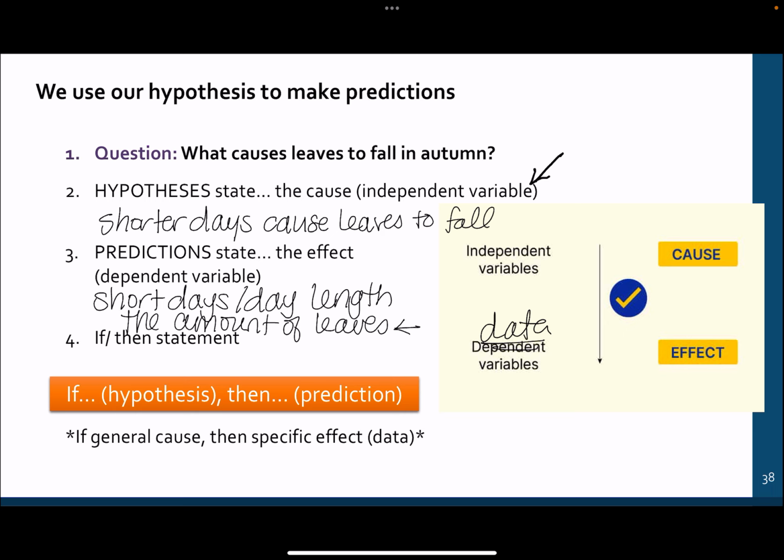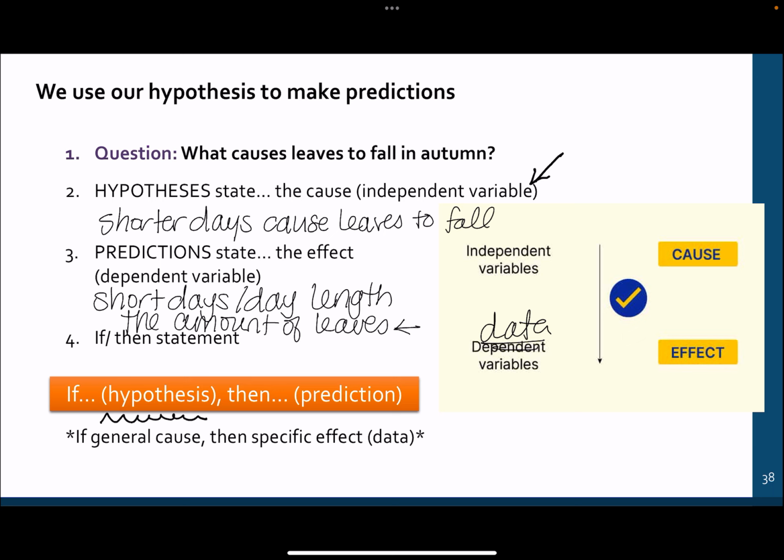Our prediction is written in a very specific format. We sometimes call it an if-then statement because it is written in an if hypothesis, then prediction format. So when you write this, you are going to take your entire hypothesis as is and just plop it right in the beginning. If my whole hypothesis. Do nothing else with it. Don't insert anything in between it. Don't add anything to it. A good hypothesis doesn't need that because a good hypothesis doesn't contain your data.